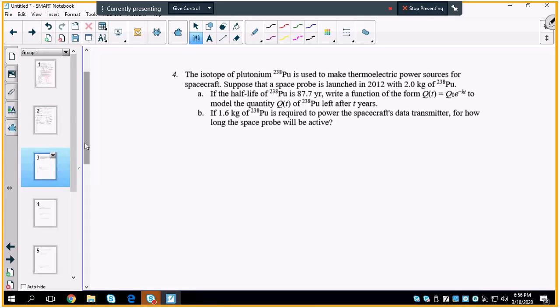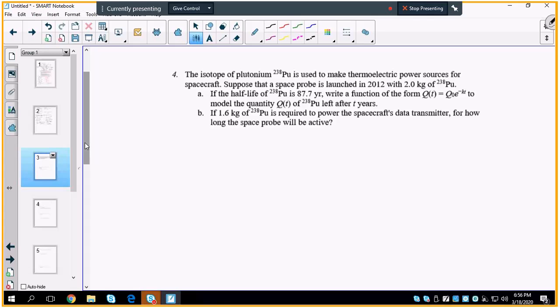The isotope of plutonium-238, Pu, is used to make thermoelectric power sources for spacecraft. Suppose that a space probe is launched in 2012 with 2 kilograms of plutonium-238. If the half-life of plutonium-238 is 87.7 years, write a function of the form Q(t) equal to Q naught times e to the power negative kt to model the quantity Q(t) of plutonium-238 left after t years.